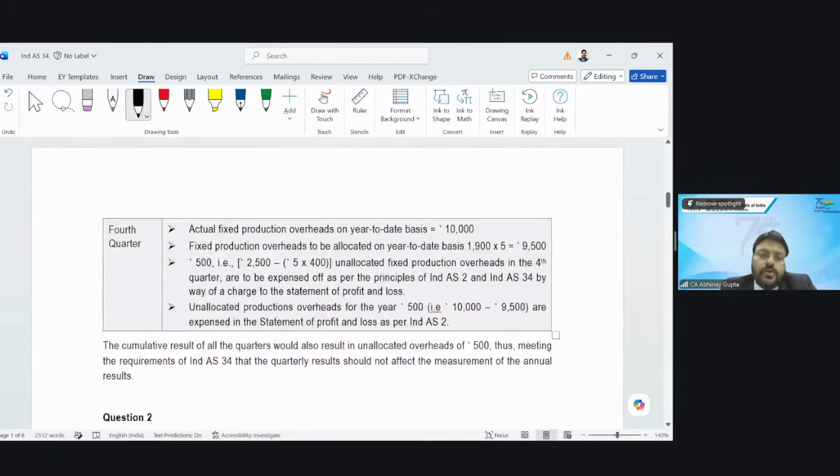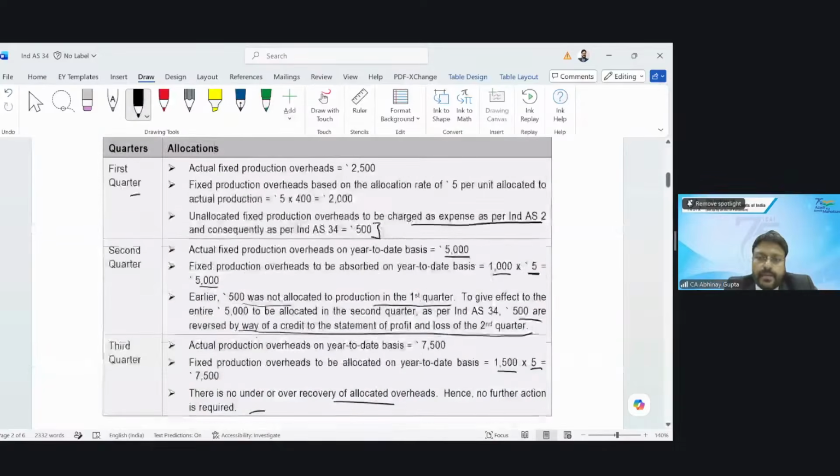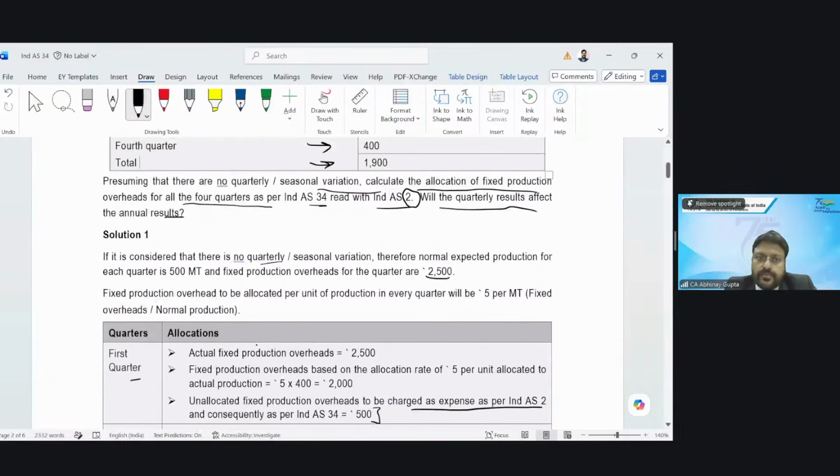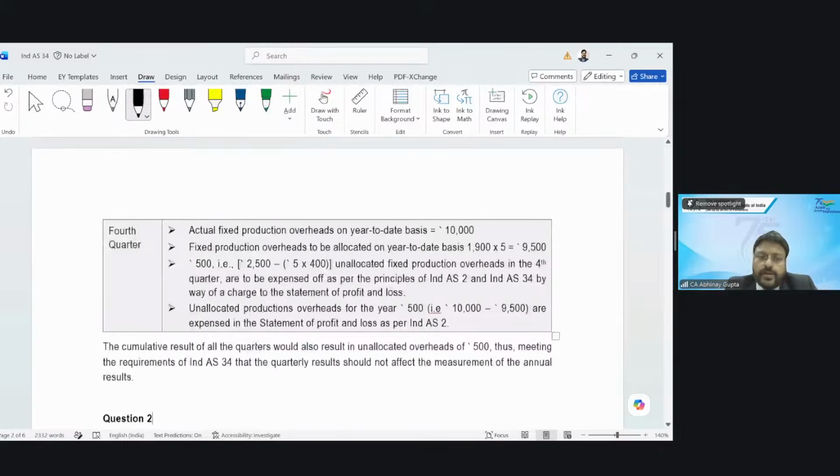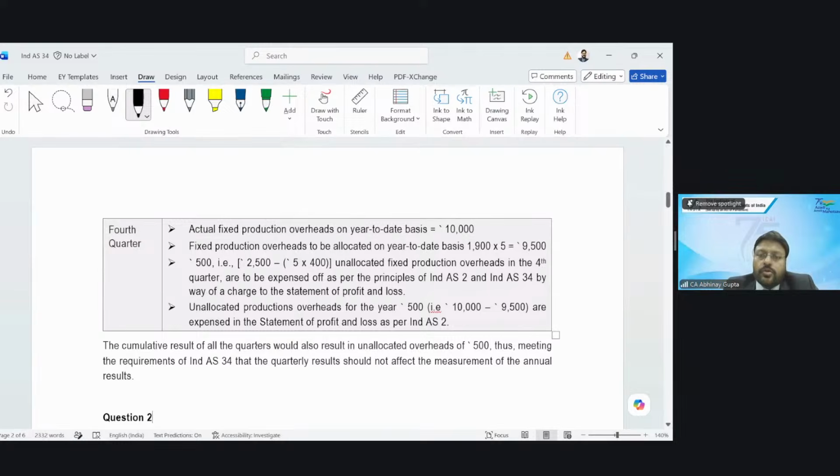And in the fourth quarter, what will happen? How much is the quantity? Again 400, right? In quarter four, it is given as 400. Now the total quantity at year end is 1900 into 5, that is 9500. So how much absorption can happen? Only 9500. So 500 will go to the P&L in quarter four.